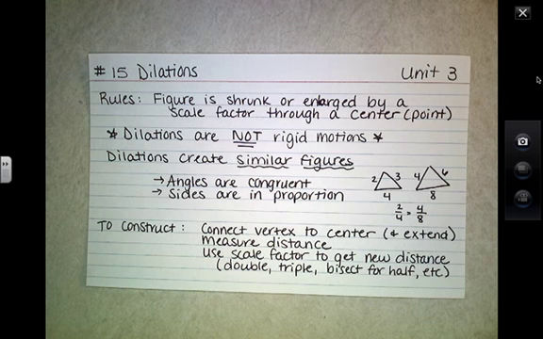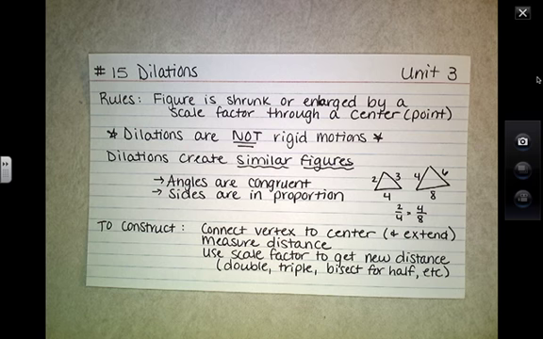What I have here is flashcard number 15, which explains dilations: a figure which is shrunk or enlarged by a scale factor through a center, and the center will be a point, just like a rotation. Dilations are not rigid motions. As we know, they will change the size, but they do create similar figures, which means the angles are in fact congruent, but the sides are in proportion.